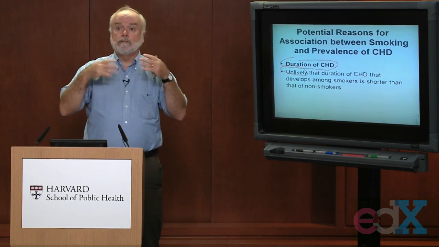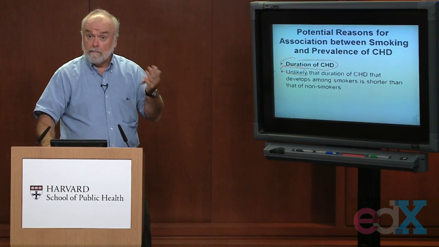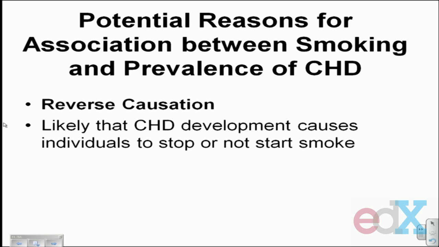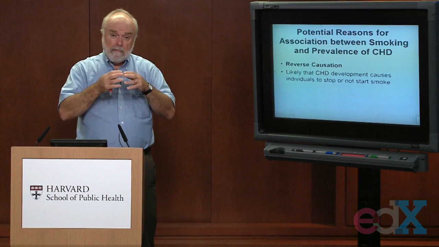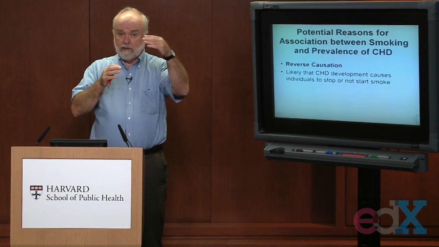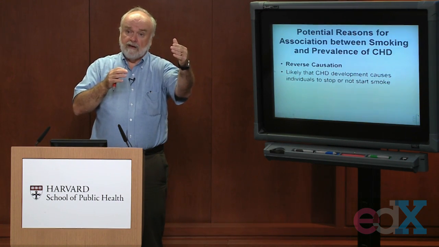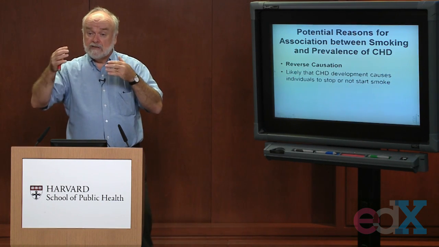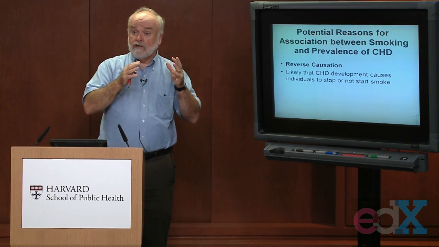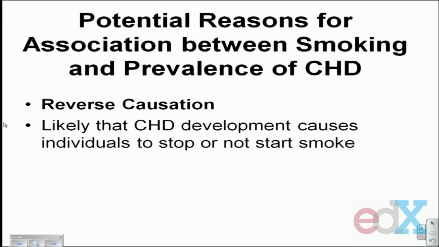But there are more problems, more potential reasons. And the one that might be the real reason for this study is something called reverse causation. We see in this data set that there's less heart disease among the smokers. That's the same thing as saying there's less smoking among the people who in 1956 had heart disease. Maybe it wasn't the smoking that was influencing the heart disease prevalence in 1956. It was the heart disease development prior to 1956 that caused individuals either to stop or not start smoking.